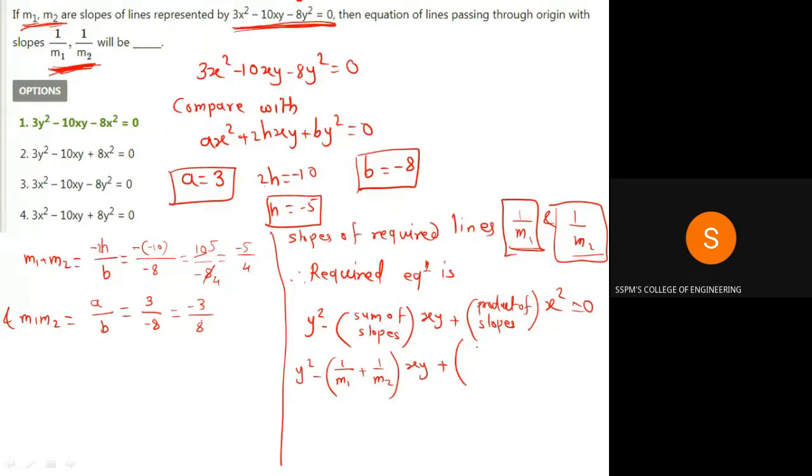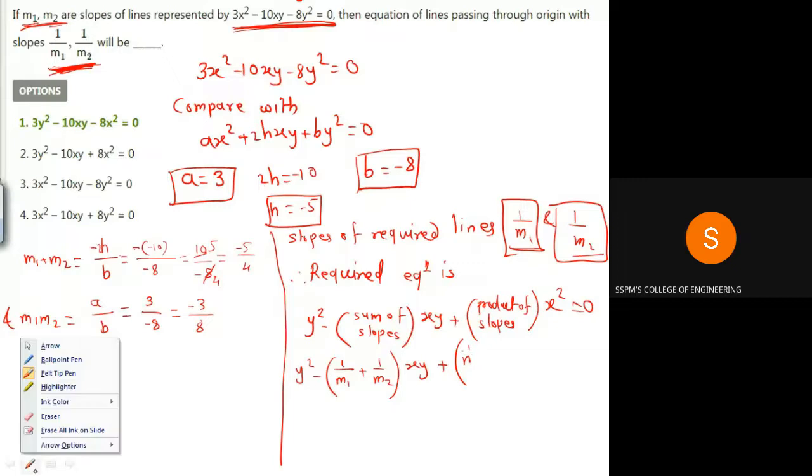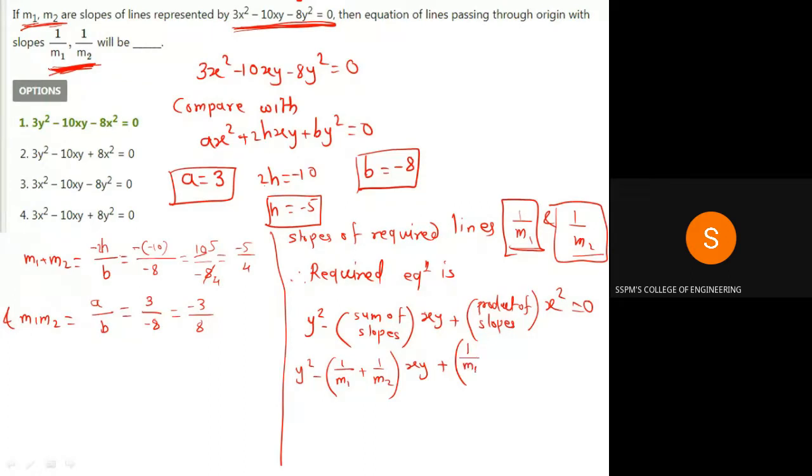What is product of slopes? First slope is 1 upon m1 into 1 upon m2 into x square is equal to 0. Okay, this is the product. Now what can we write in next step? y square minus, if we solve this bracket, 1 into m2 is m2, and 1 into m1 is m1. So instead of writing m2 plus m1, we write m1 plus m2 divided by m1 into m2, xy plus, 1 into 1 is 1, and m1 into m2 is m1 m2, x square is equal to 0.